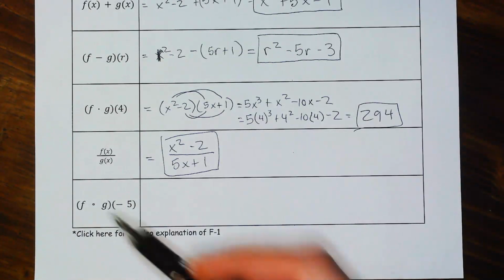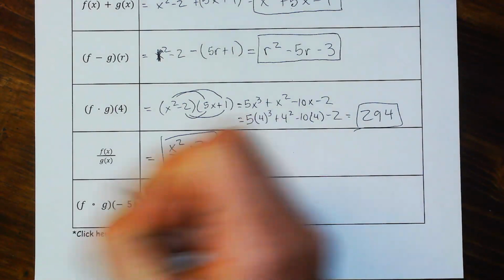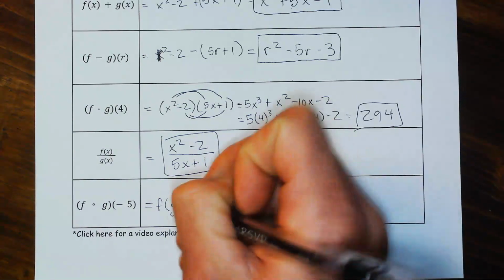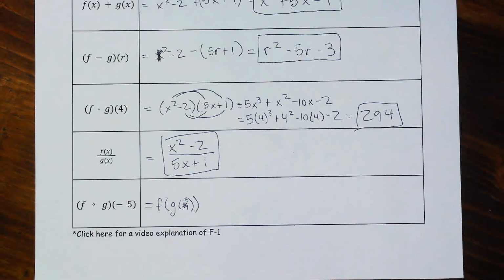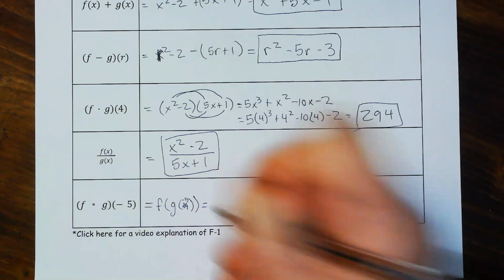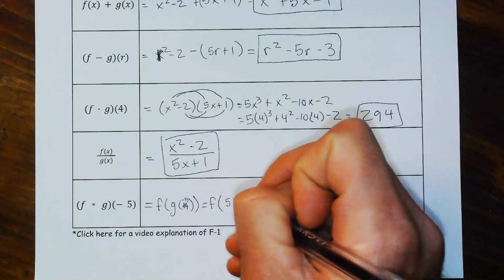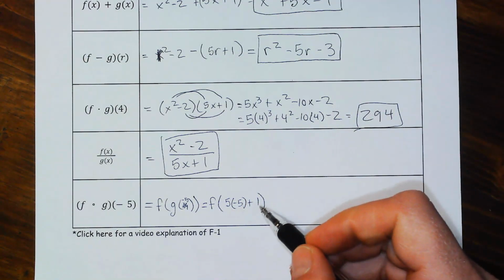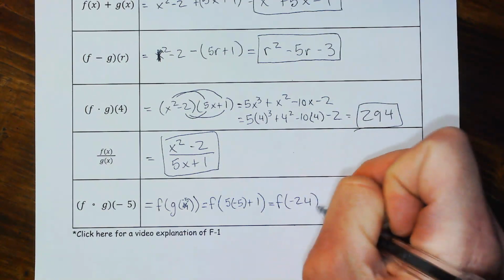Okay. So the last one, and I'll show you how to plug in from the very beginning. Anytime I have a fog like this, I always like to rewrite it as f of g of x. And I actually should have put a -5 in there because I'm actually doing f of g of -5. So you can just plug the -5 in from the beginning. I like to do it in parts just to keep myself organized. So g of -5 would be 5 times -5 plus 1, which would be -25 plus 1, which would be -24. So then that would be f of -24.